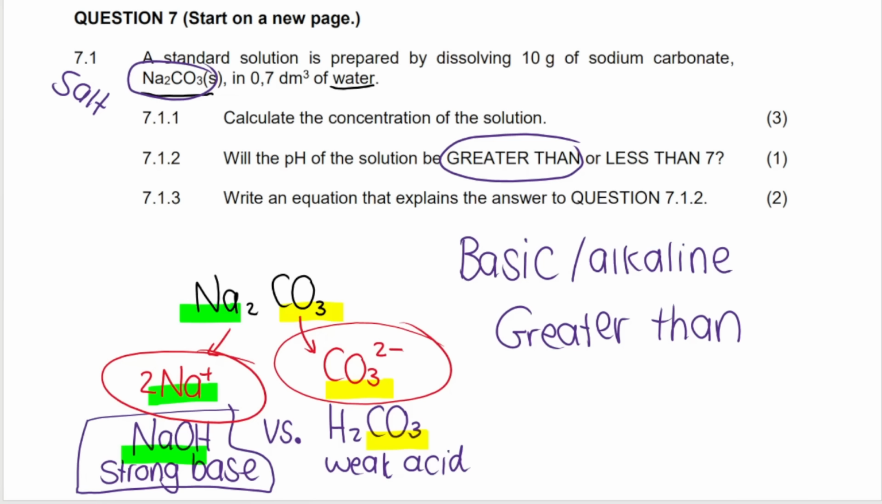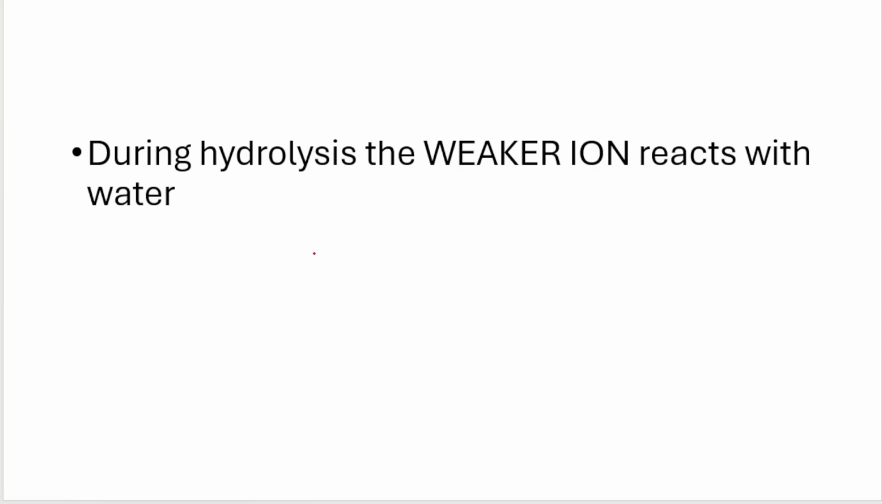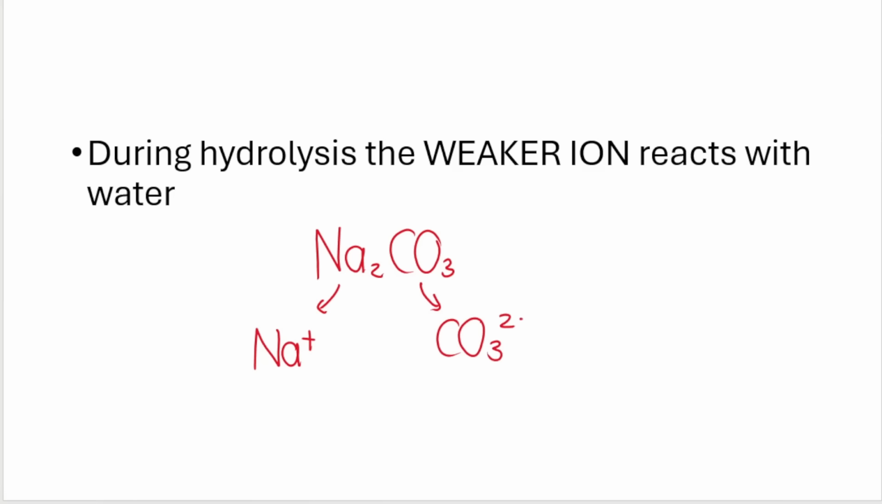When you have hydrolysis, the weaker ion reacts with water. So again, if we have Na2CO3, we said that this can be broken down into Na+ and CO3 2-. These are the two ions that make up sodium carbonate. We have to pick which one is going to react with water. It's always the weaker ion.